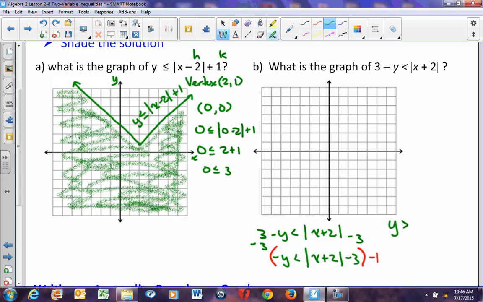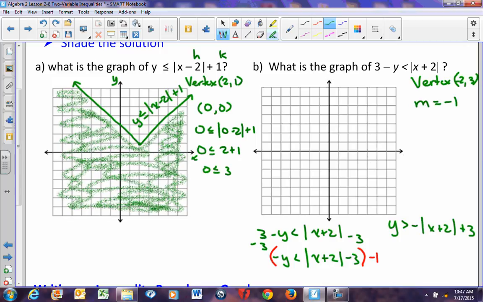To multiply the absolute value of x plus 2, I have to put the negative on the outside of the x plus 2. And then my negative 3 will change to a positive. So there's my equation now, written in y equals form. Y is greater than negative absolute value of x plus 2, plus 3. Which means my vertex now is negative 2, positive 3, and my slope is negative 1.